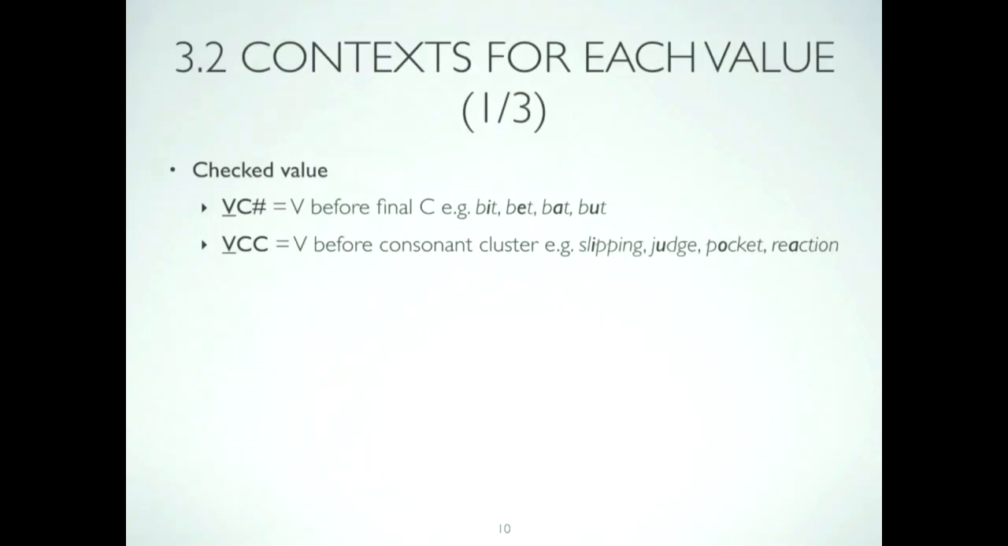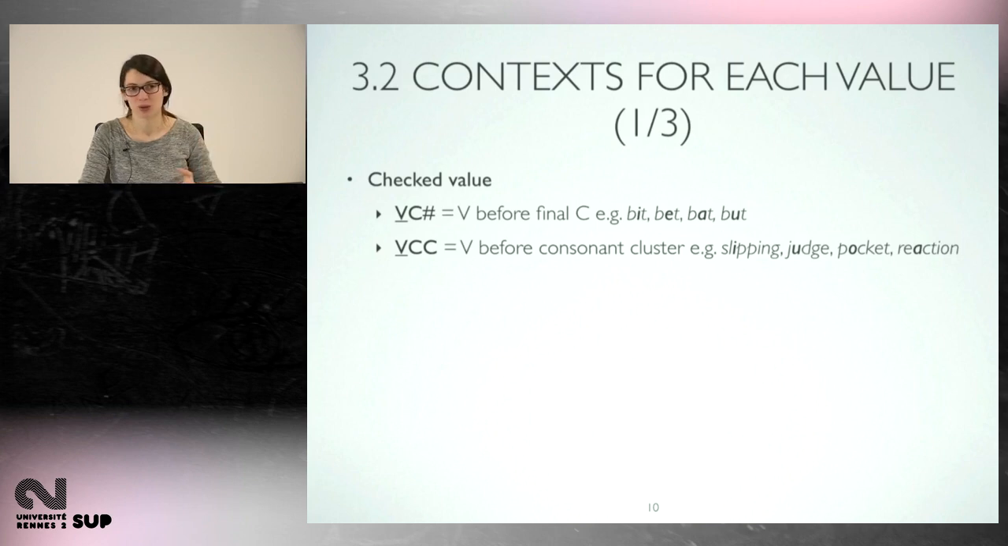Another context where you find a checked value, which is even more important for you to remember, because it accounts for about 40% of English words. That is, 40% of English words fall under this rule that says that a vowel followed by CC, meaning two consonants, or rather at least two consonants, which is called a consonant cluster. So a vowel before a consonant cluster is realized as checked. And that's what you have in slipping, in judge, in pocket, in reaction, for instance.